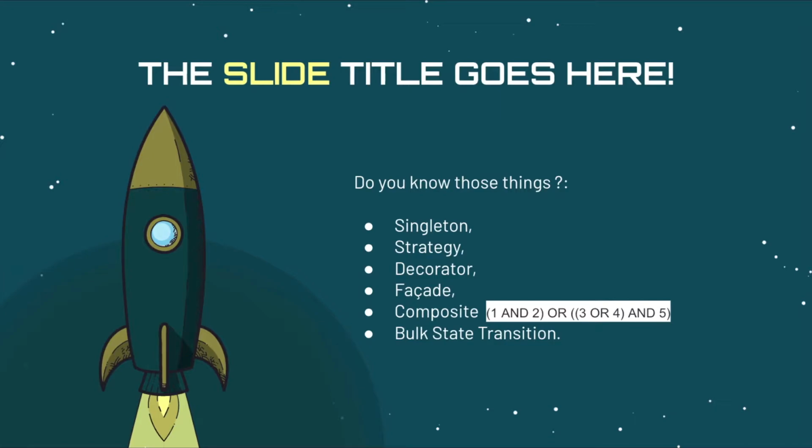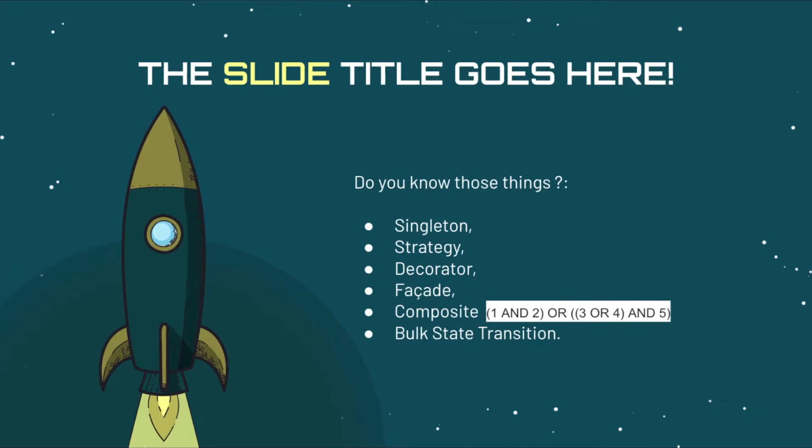So let's jump to the composite. So what does it do? It's allowing us to treat a group of objects in a similar manner to a single instance of the object. So the composite design pattern can be used to represent an expression in Apex regardless of expression complexity. So for example, when you need to calculate the value of the entire tree, you could use this pattern to do so. So what is bulk state transition?